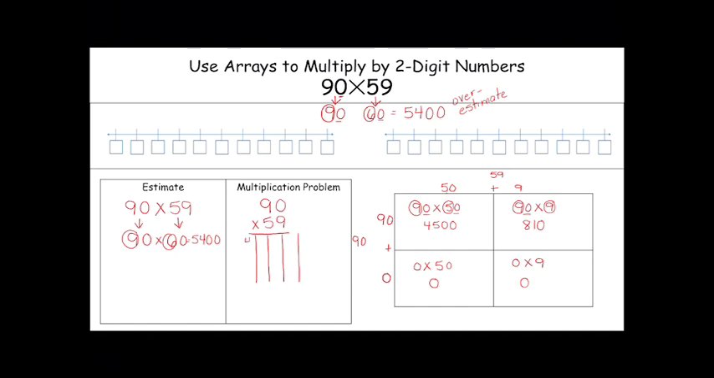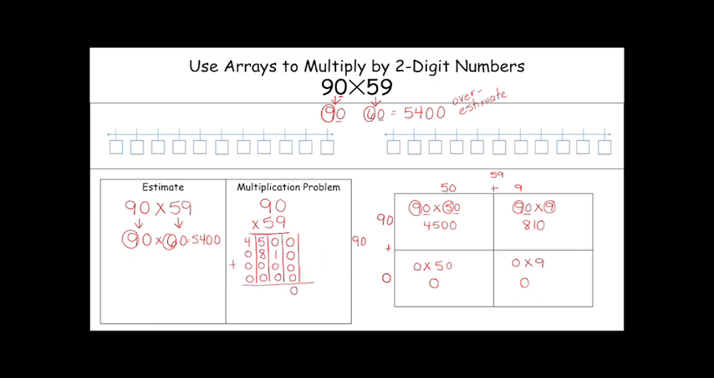Here we go. 4,500, 810, and then we have zeros. And we can fill in zeros into all the empty spaces so it's lined up nice and neatly.